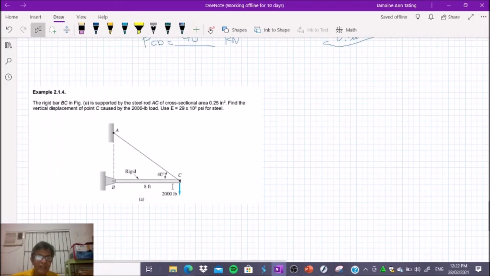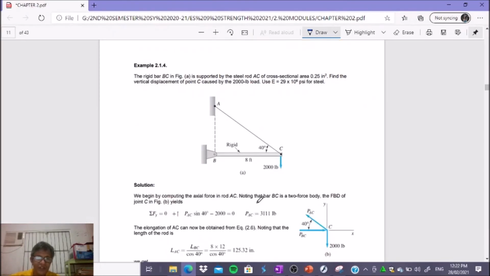So yung next problem natin ito, I will read that. Okay, for our next problem. The rigid bar BC in figure A is supported by steel rod AC. Ito yung steel rod natin. A cross-sectional area 0.25 inch square. Find the vertical displacement of point C. Ito yung point C na yan. Caused by the 2,000 pound load and E equal to 29 times 10 to the 6 psi for steel.